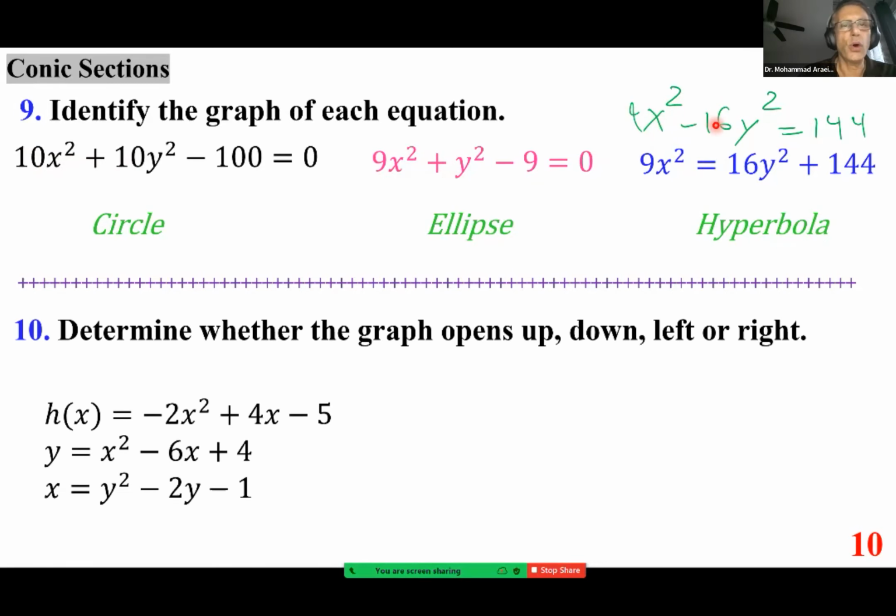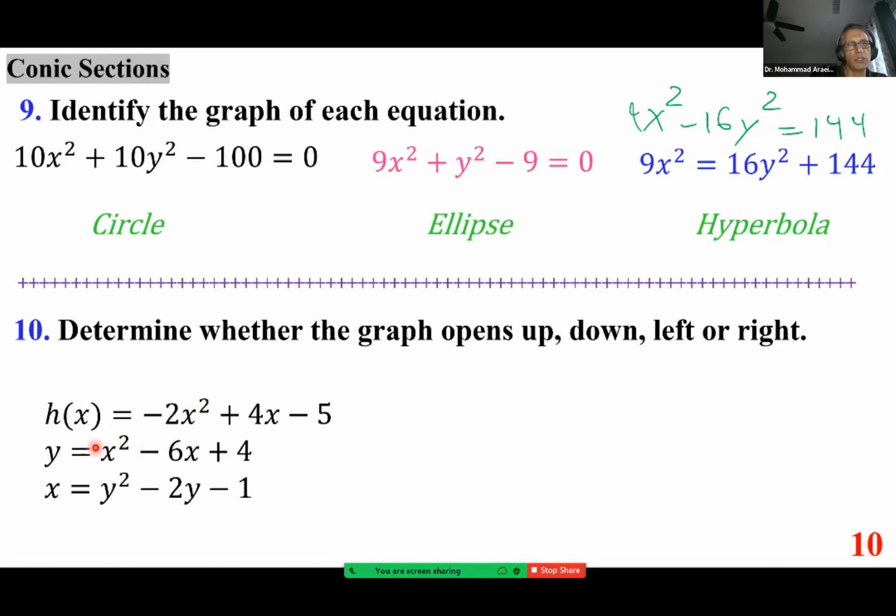Now, if one of them is of degree 1 and one of them is of degree 2, that means either x or y is of degree 2, only one of them, then it's a parabola. And if you look at this one, when x is of degree 2, it opens up or down. Since a is negative, it opens down.